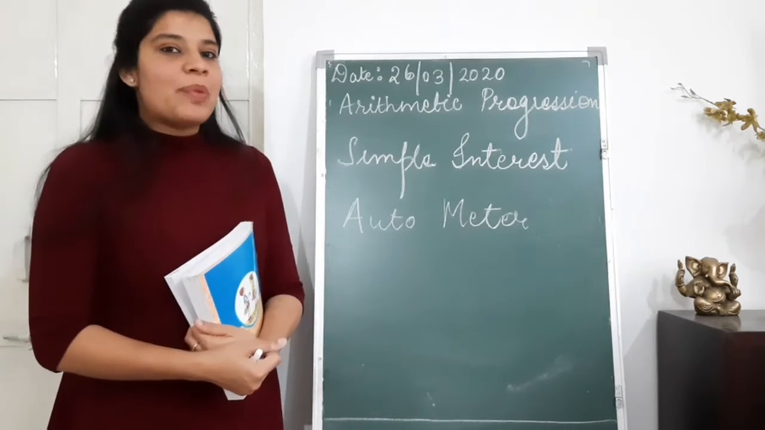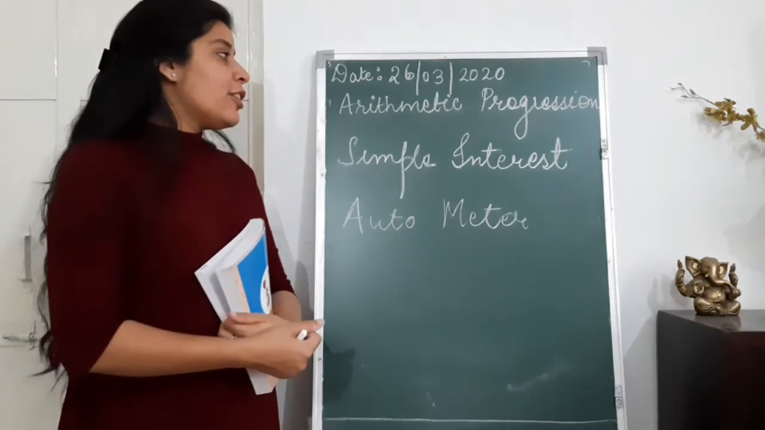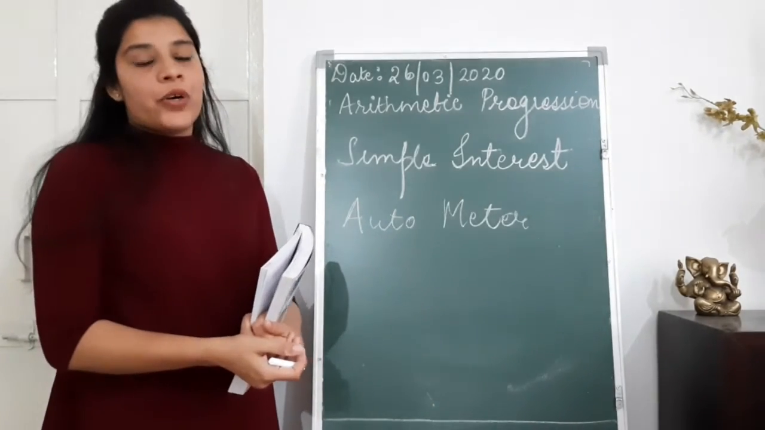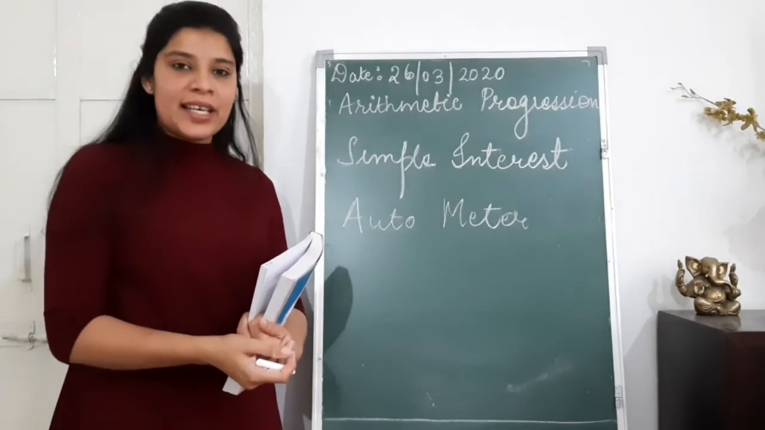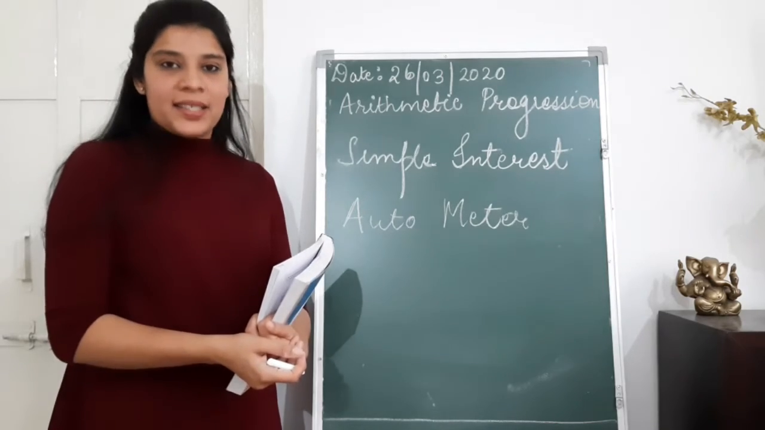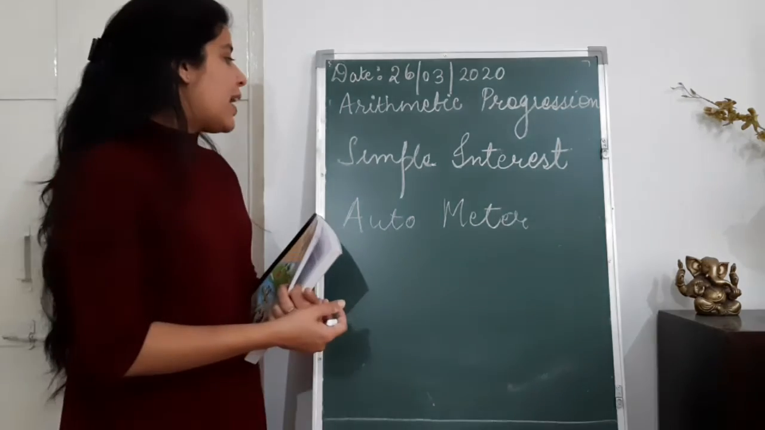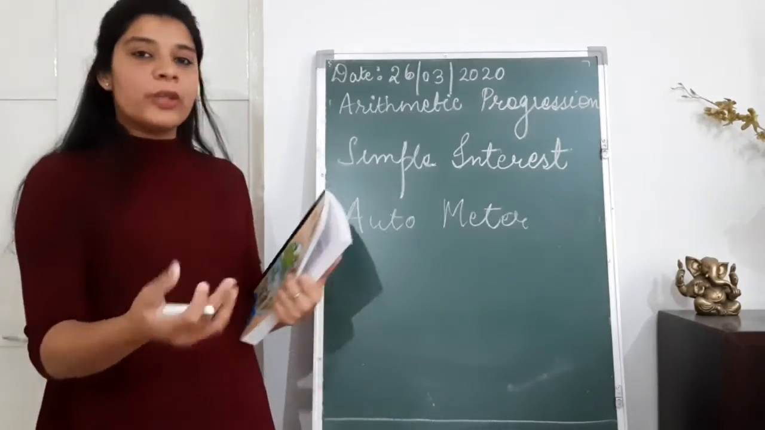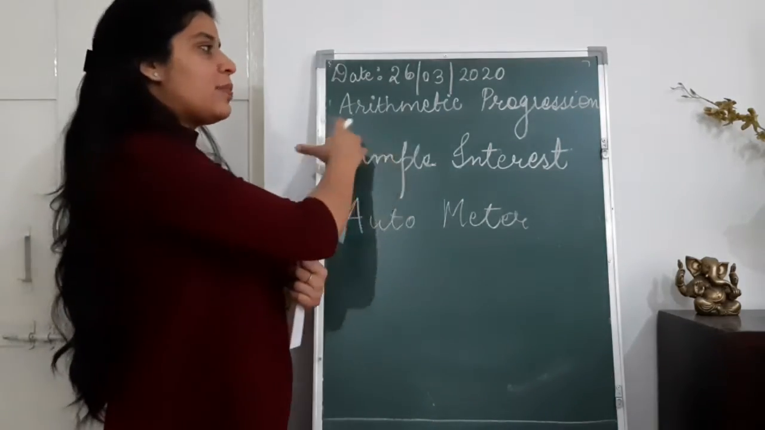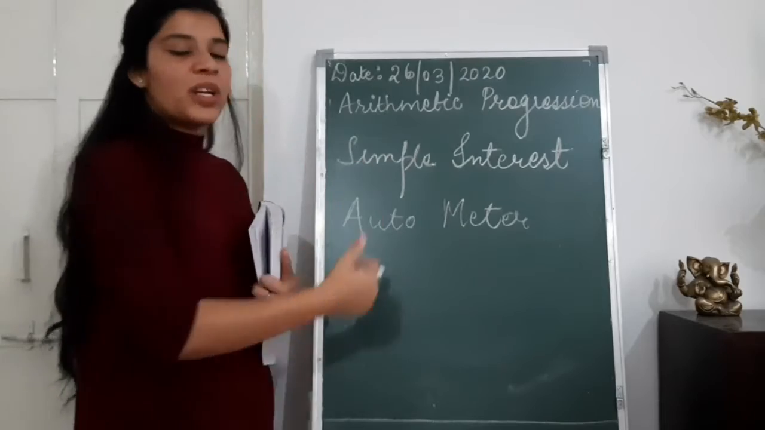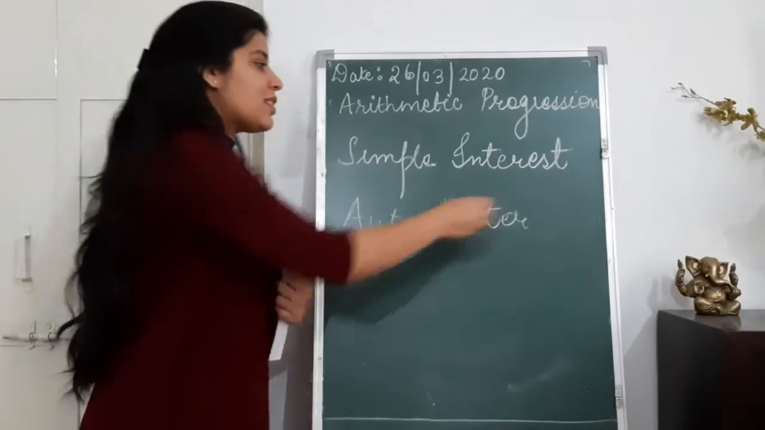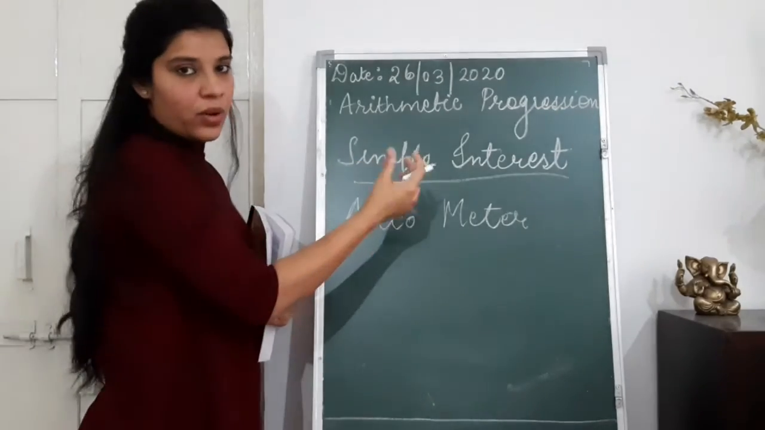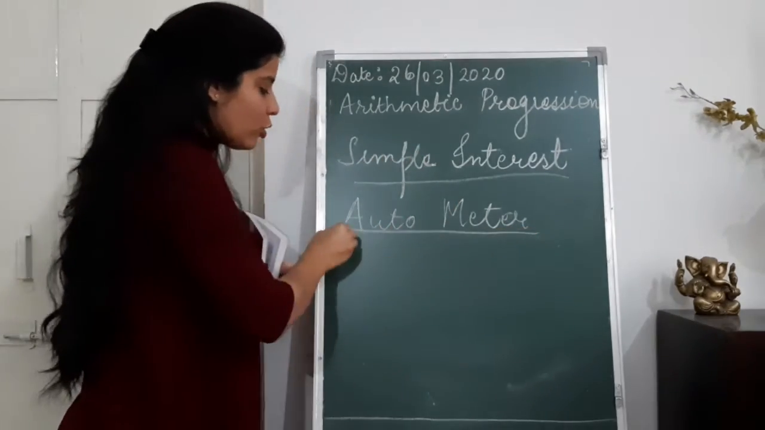As discussed in my previous video, today I am going to start with the topic Arithmetic Progression for class 10th NCERT CBSE course. Before I start with what is given in the book, I would like to explain arithmetic progression through some real-time examples, one of which is simple interest, which we have in banks, and another is the auto meter.